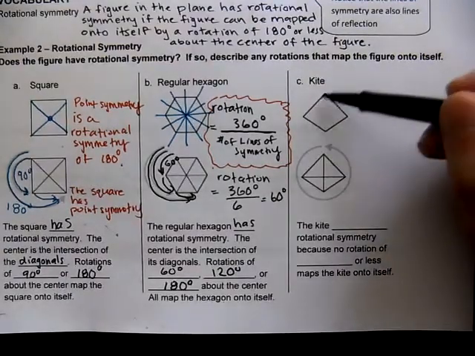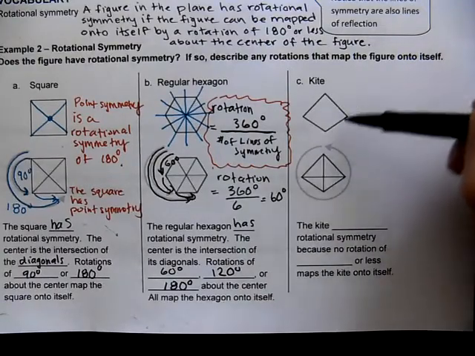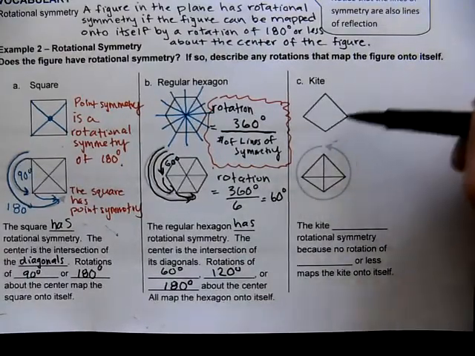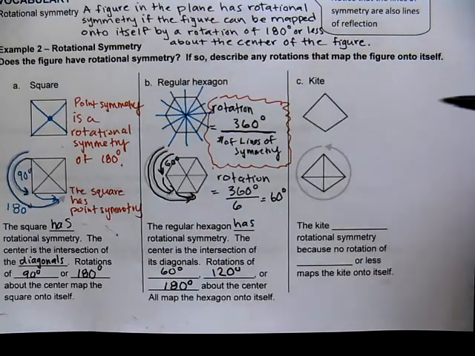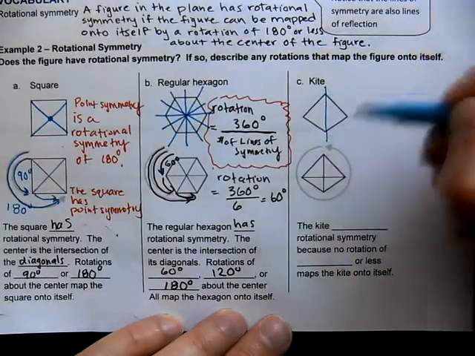Here's a kite. These two sides are the same length, but they are different in length than these two sides, and these two sides are the same length to each other. And so we have one line of symmetry.